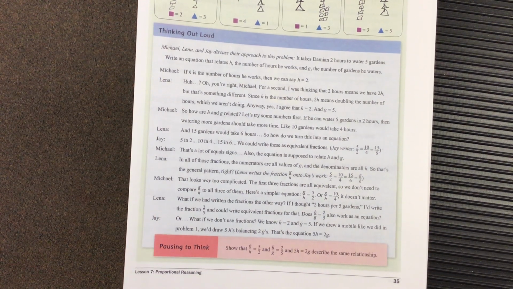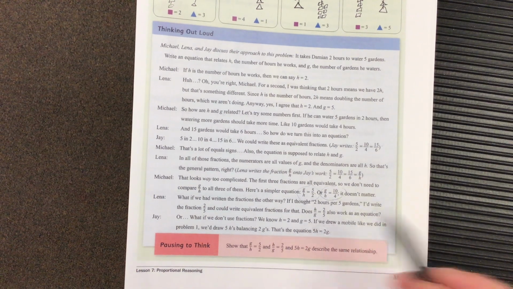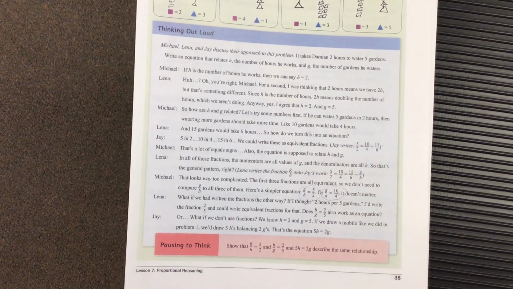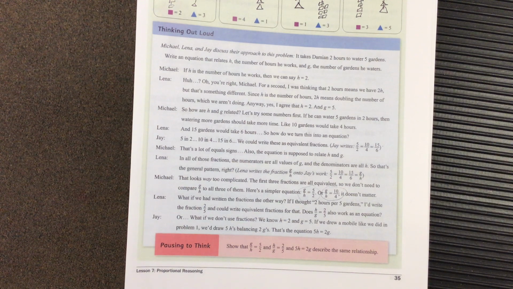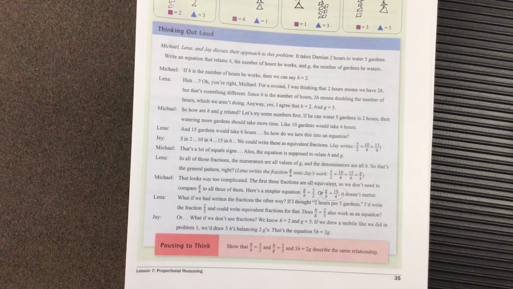Michael says that looks way too complicated. The first 3 fractions are all equivalent, so we don't need to compare g and h to all 3 of them. He said, here's a simpler one, and he just compares it to each individual fraction. What if we had written the fractions the other way? He thought, 2 hours per 5 gardens, I'd write the fraction 2 over 5. And he says, does h over g equal 2 over 5 also work?